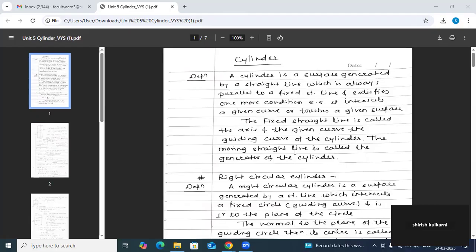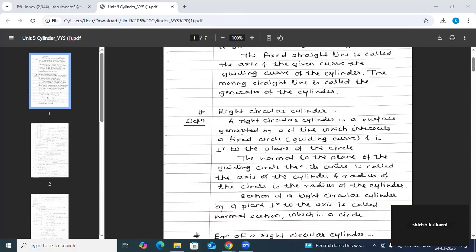Clear? Here we consider the right circular cylinder. What is a right circular cylinder? A right circular cylinder is a surface generated by a straight line which intersects a fixed circle, the guiding curve, and is perpendicular to the plane of the circle. The normal to the plane of the guiding circle through its center is called the axis of the cylinder, and the radius of the circle is the radius of the cylinder.